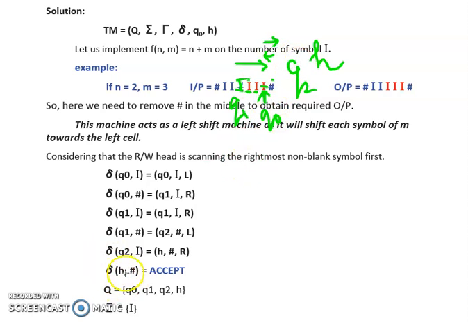Now we are on the halt state and reading the last symbol, that is hash. That means our Turing machine has accepted the input and the output produced is 1, 2, 3, 4, 5 eyes. So this is the required output to be obtained. So this is all about this particular video.